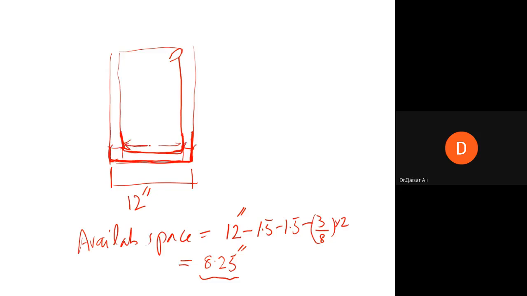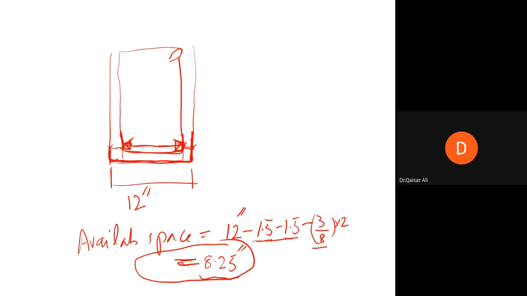So we calculate now this available space. This is the available space inside this stirrup. If the total width is 12 inch, 1.5 inch from one side and 1.5 inch on the other side will be deducted, because you cannot place reinforcement inside this space. And then you have 3 by 8 inch stirrup on one side and 3 by 8 inch stirrup on the other side. So this is minus 3 by 8 into 2, which is minus 0.75. So the available space is 12 minus 1.5 minus 1.5 minus this, which is 8.25 inch.